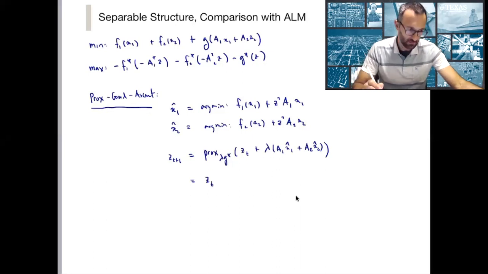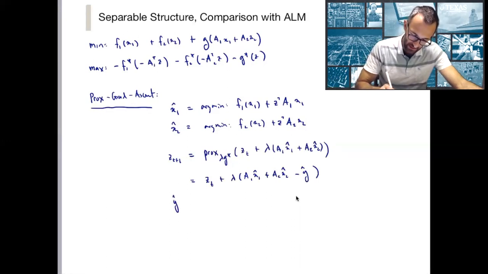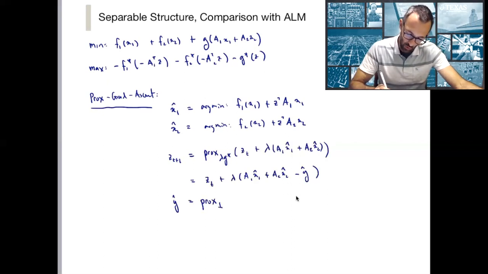Zt plus lambda of a1 x1 hat plus a2 x2 hat minus y hat, where y hat is equal to the prox with respect to 1 over lambda of g, not g star, of zt over lambda plus a1 x1 hat plus a2 x2 hat.